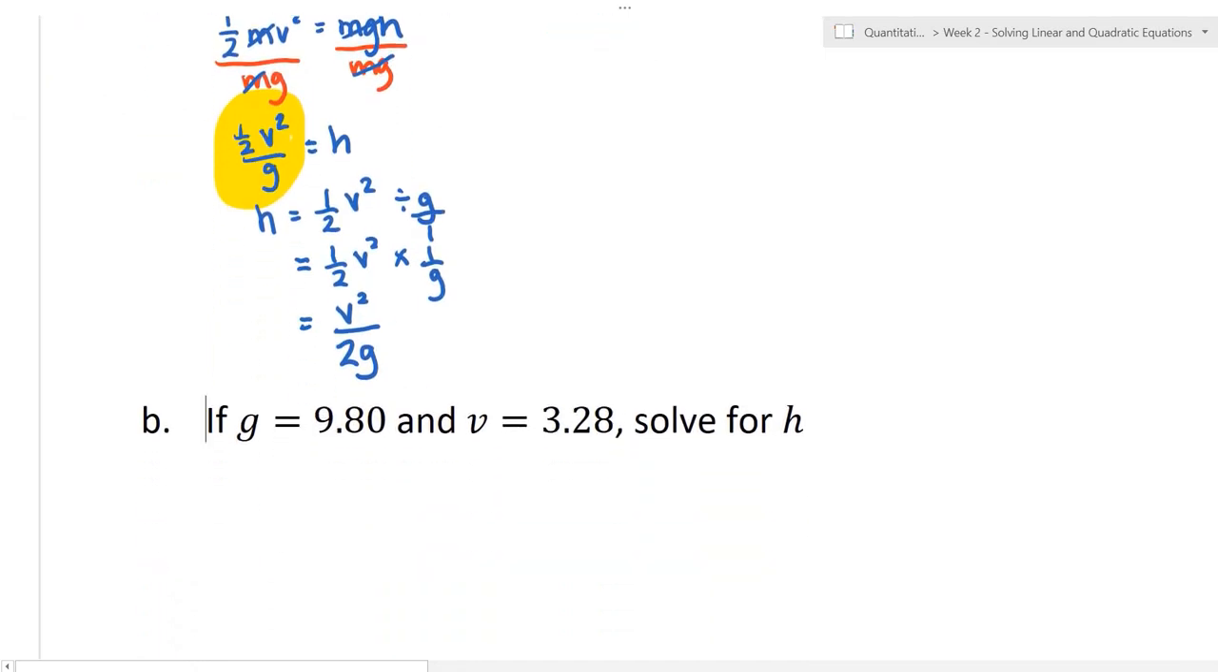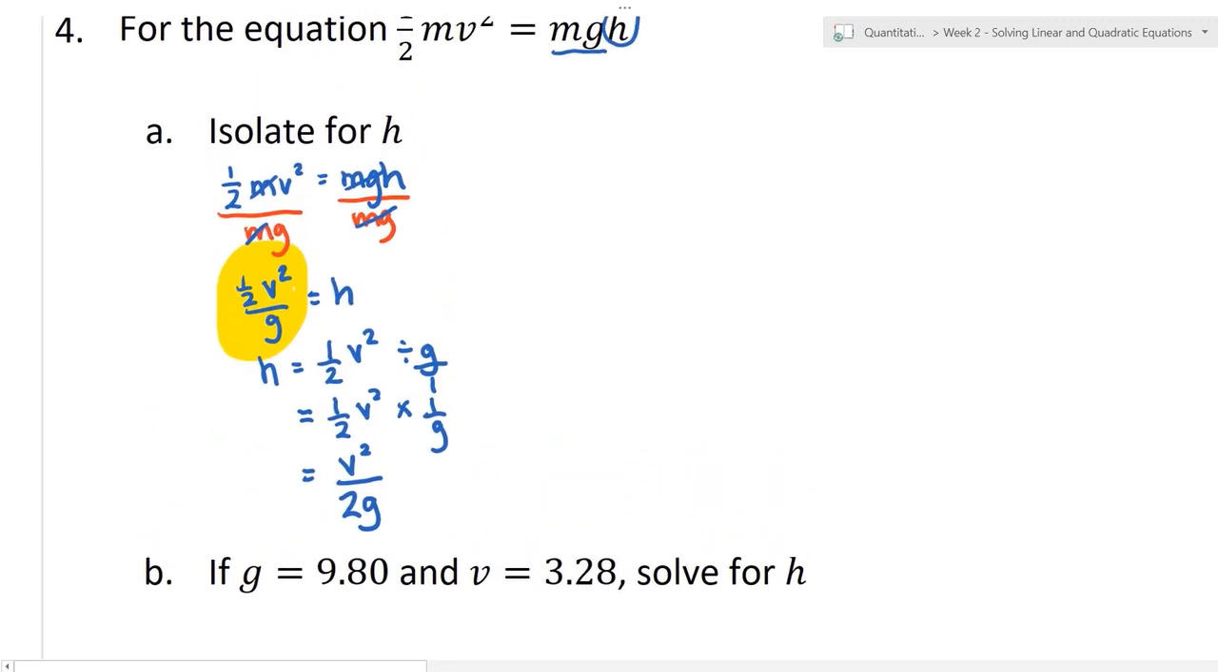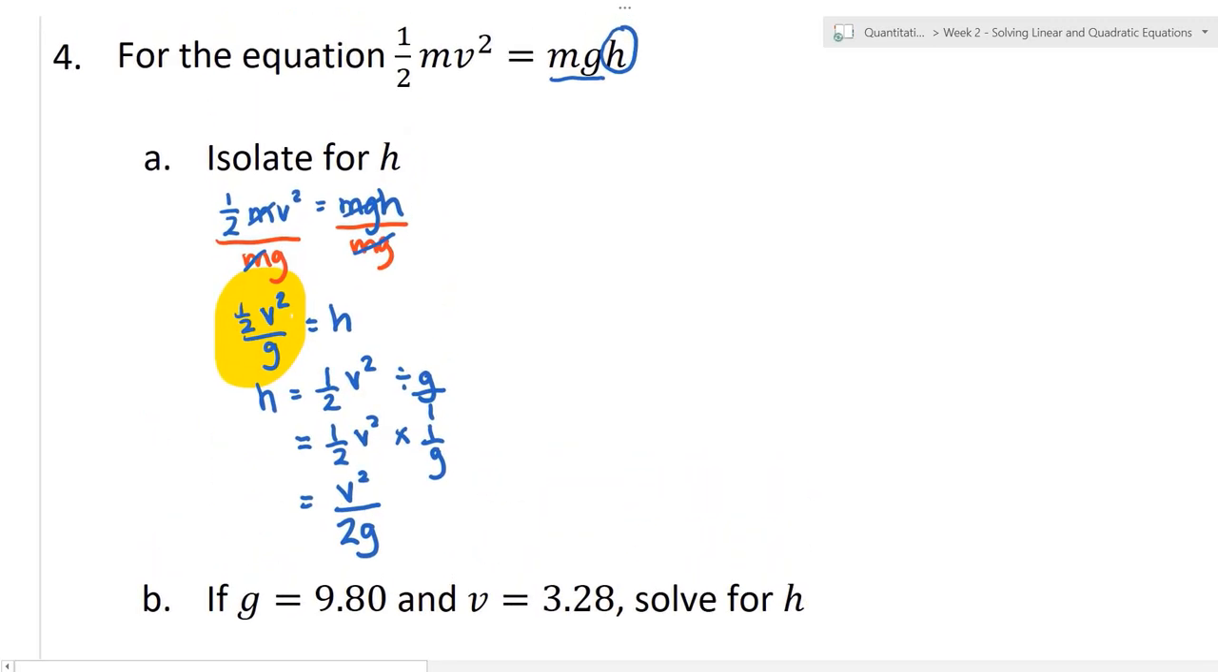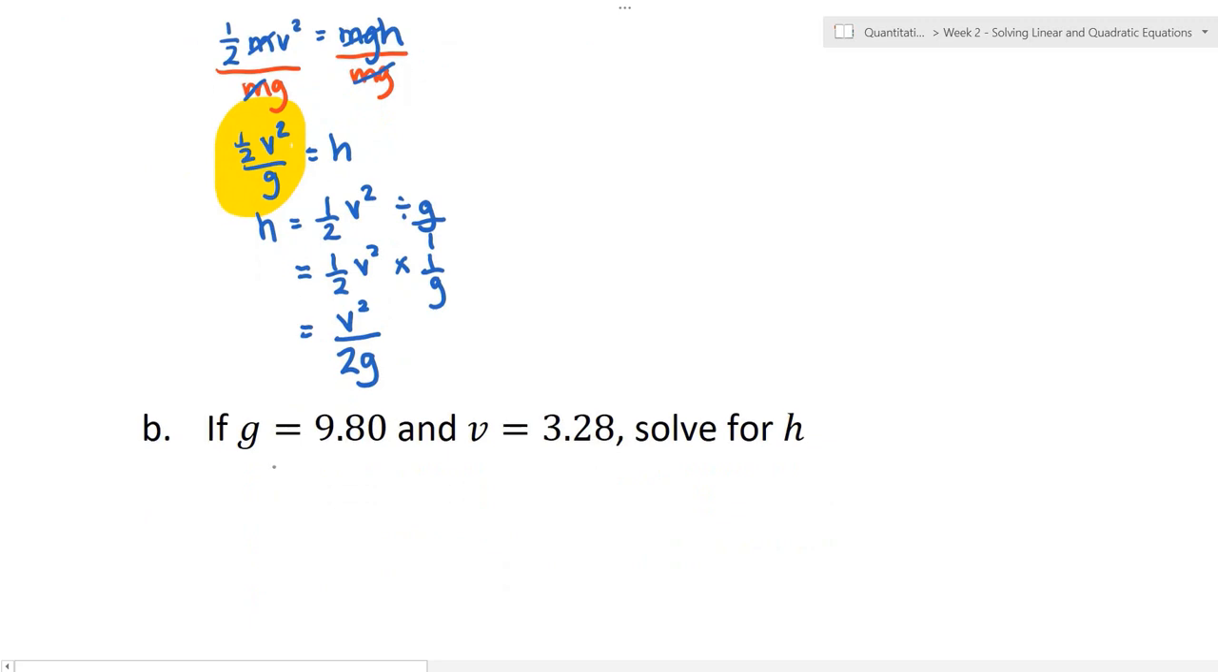All right, in part B it says if g is 9.80 and v is 3.28, then solve for h. So when the question asks you to solve for a variable and it gives you the other variables, the best way to do it is to isolate for the one you're looking for first and then substitute the values in after. It's better to do that than to sub in the values first before your variable is isolated. So that's why I made you do part A first, isolate for h, and now in part B we're going to solve for h. So from part A we have h is equal to v squared over 2g.